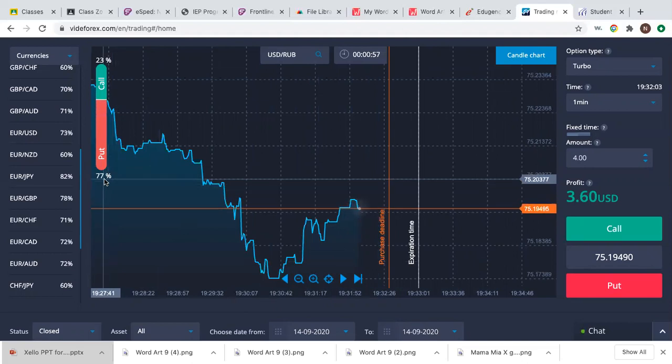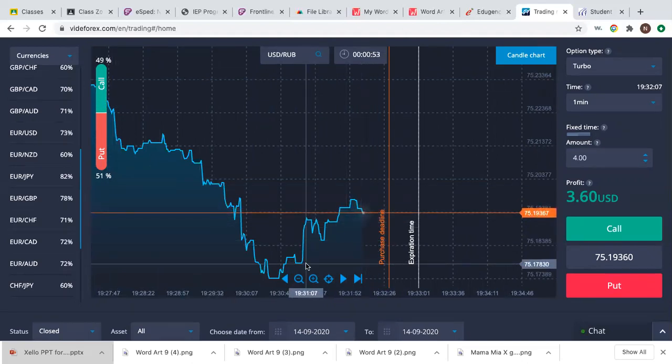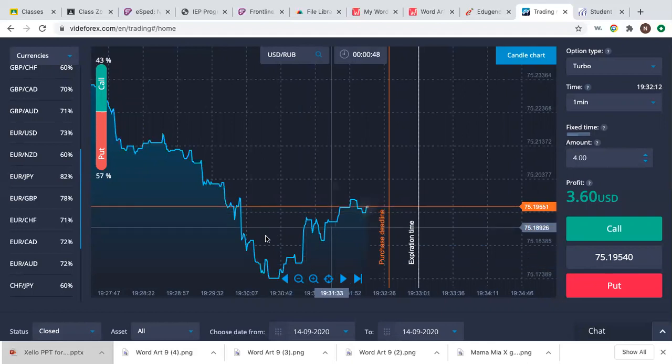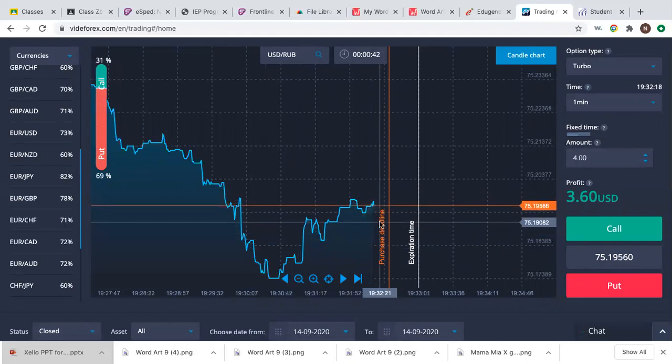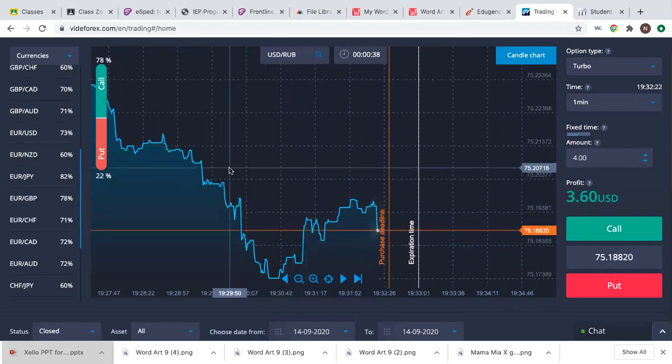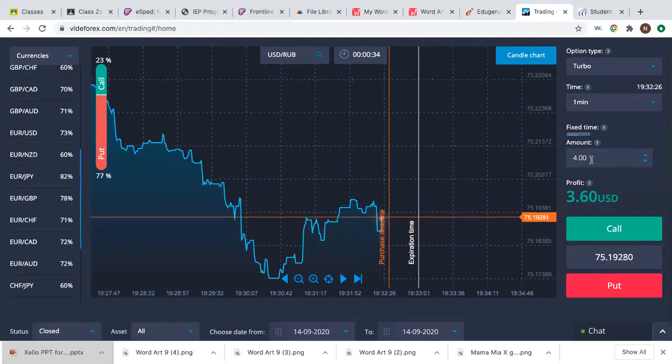Got 77% on the bottom. Still not really following. 78% up top. It moved up a little bit. 80% on the bottom. Let's see. Okay, so it looks like 80% is going to make this move. So my next trade will be at 80%.